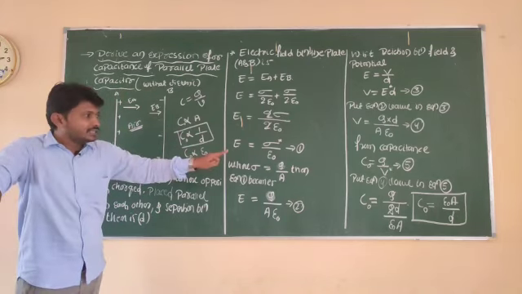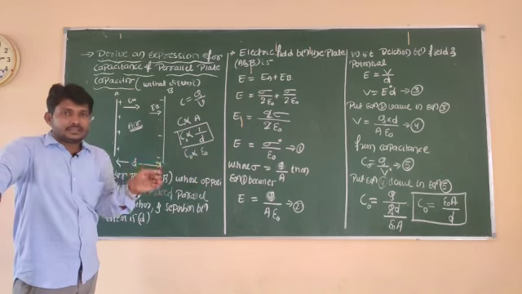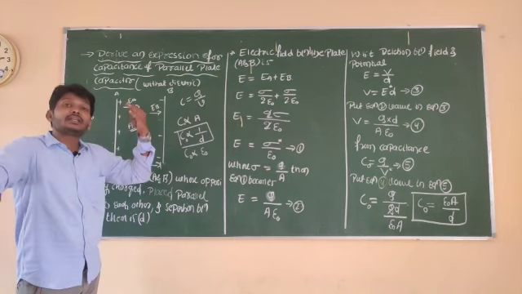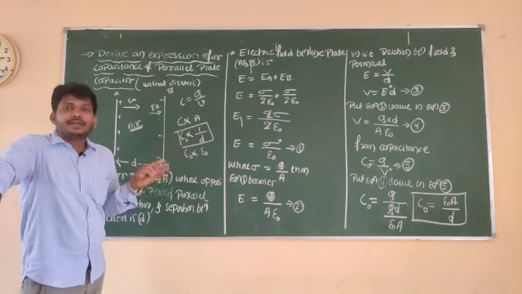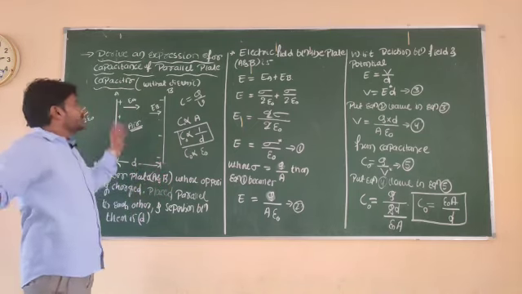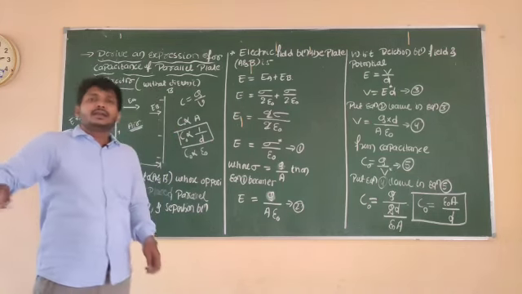So look here, C naught is equal to epsilon naught A divided by D. So the capacitance of a parallel plate capacitor is independent of the charge on plate A as well as on plate B. So this is the required equation for the capacitance of a parallel plate capacitor.